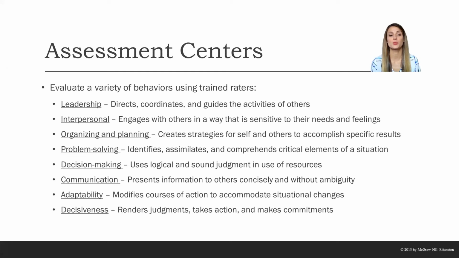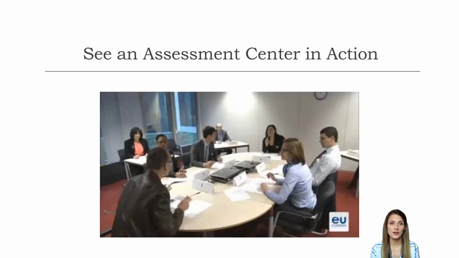The main point of this slide is really that first bullet point. We use these combinations of tests to try to evaluate a variety of behaviors that are relevant to the job. If we have a list of 10 behaviors that are incredibly important to someone's job, then an assessment center may be the way to go. We might look at leadership, interpersonal skills, an individual's ability to organize and plan for the future, problem-solving skills, decision-making tendencies, communication, adaptability, decisiveness. All of these behaviors can be measured with assessment centers. Assessment centers are most often used to hire managers and leaders, especially top-level leaders. We don't use assessment centers to hire large numbers of individuals.